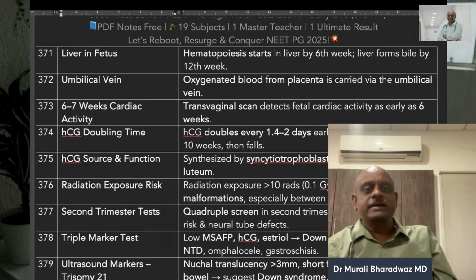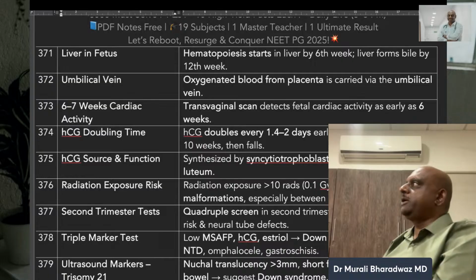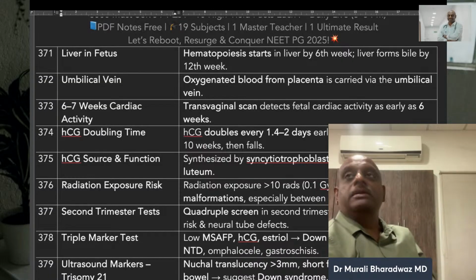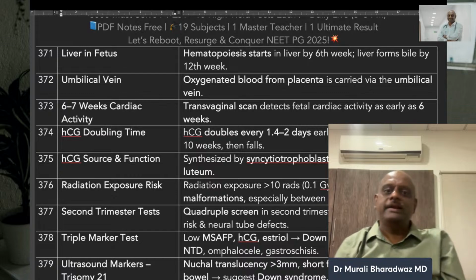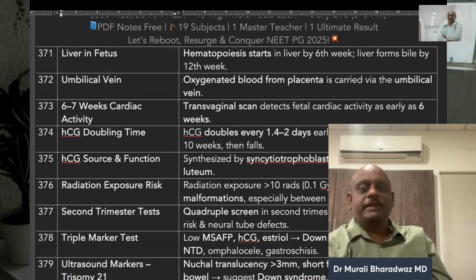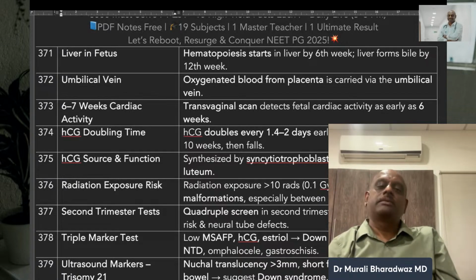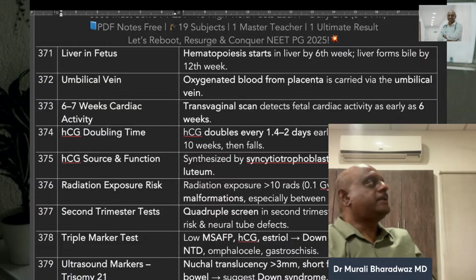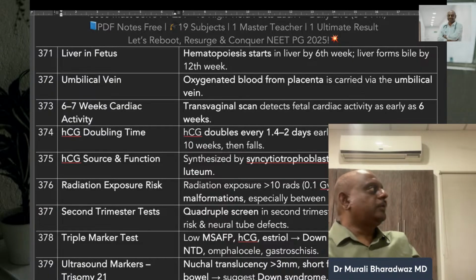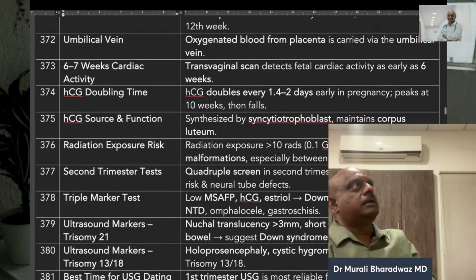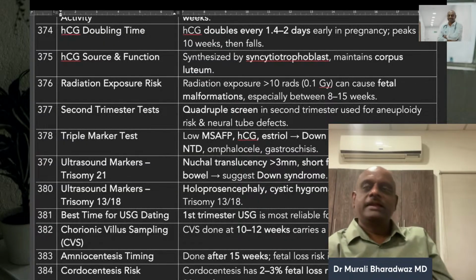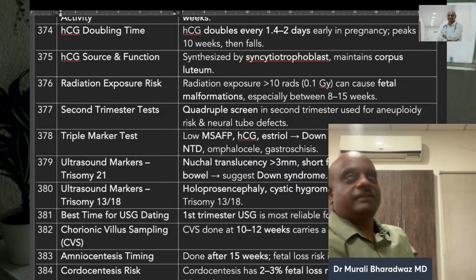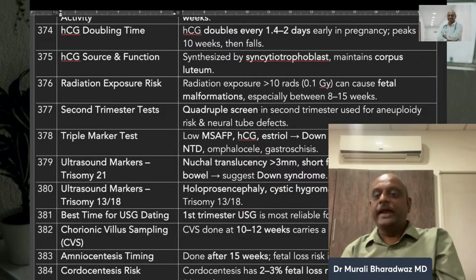Now, who produces HCG? Syncytial trophoblasts. That's the whole story. Now, how much radiation can lead to fetal malformations? 10 rads. Most risky period, 8th to 15th week.